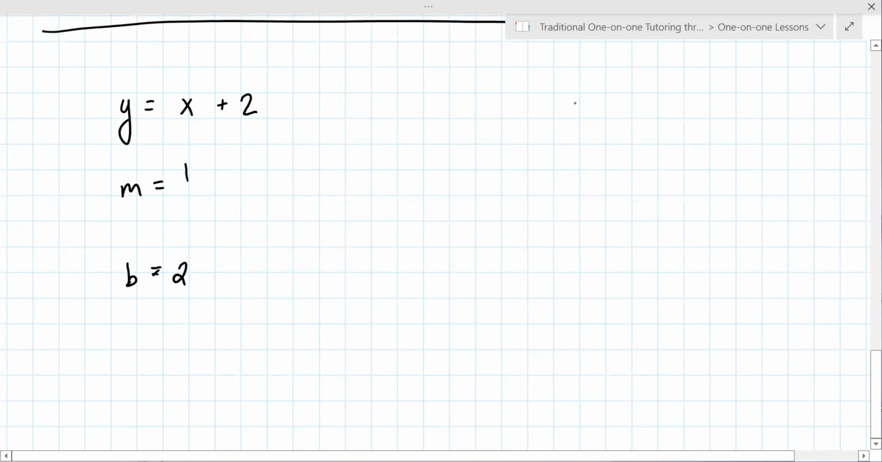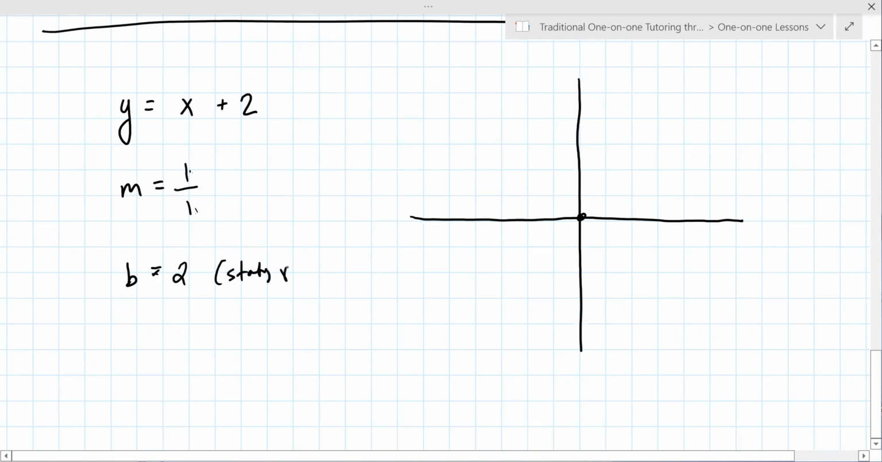Good. Now, if we're going to graph this, we have to do a couple of things. When you write the slope, you write it as a fraction, 1 divided by 1, and your b value is the starting point. It's how much up or down you go from the origin. The origin is like your home. The b value is 2, so we're going to go up 2.